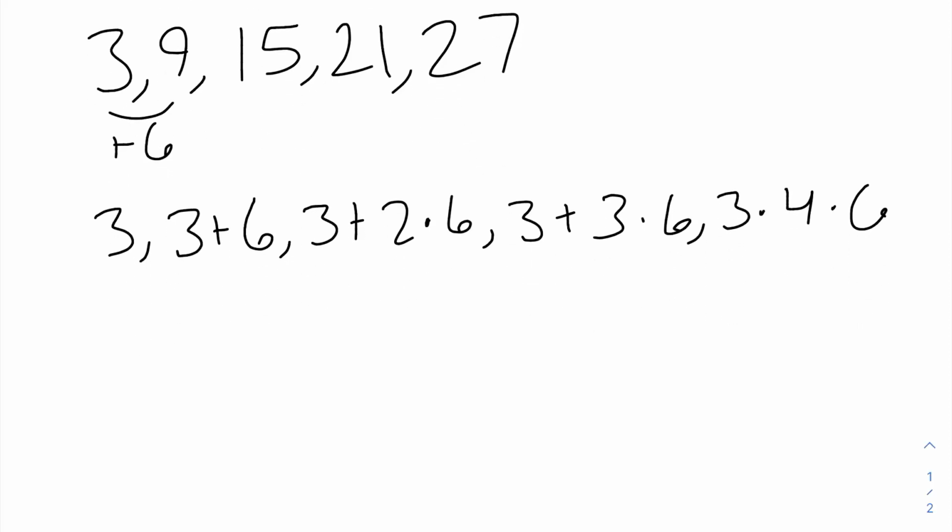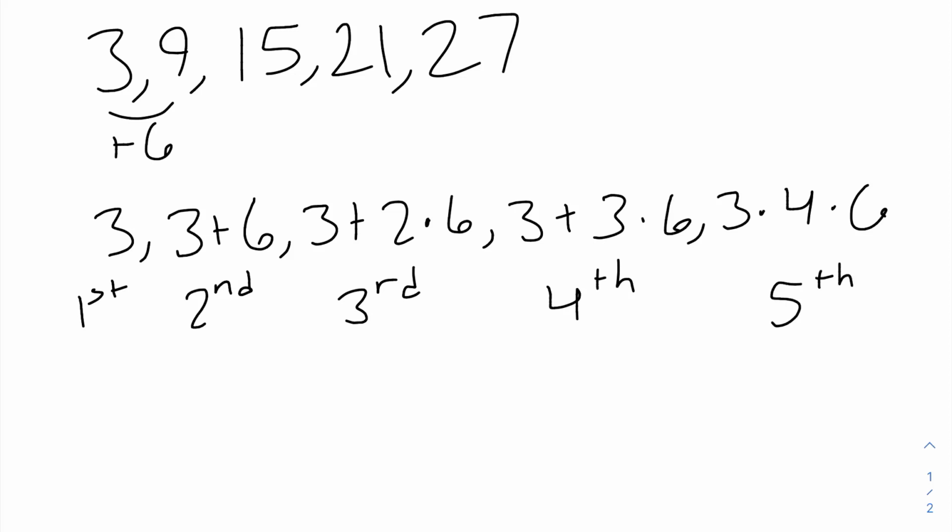Well, the first term is here. In the second term, we have 3 plus 1 times 6. Third term, we have 3 plus 2 times 6. Fourth term is plus 3 times 6. And the fifth term is plus 4 times 6. So for every single term, it's our first term plus the common difference times that term number minus 1.